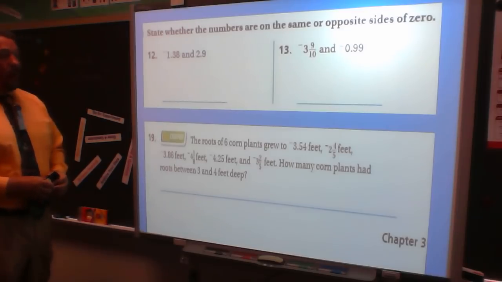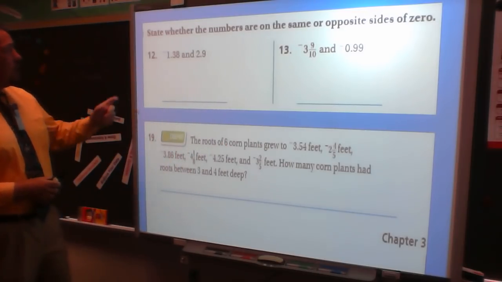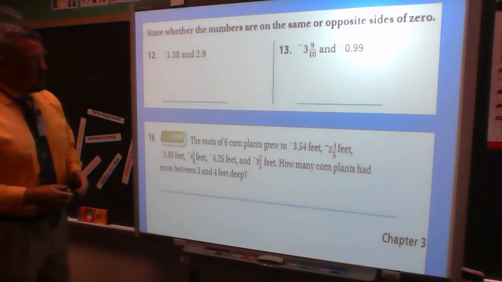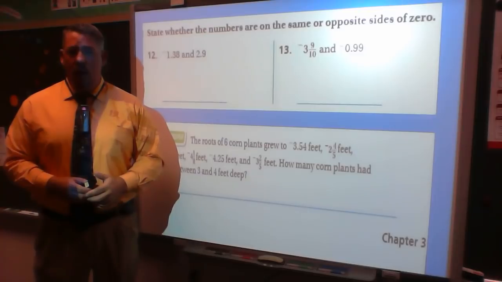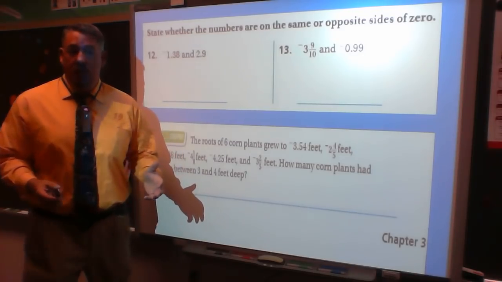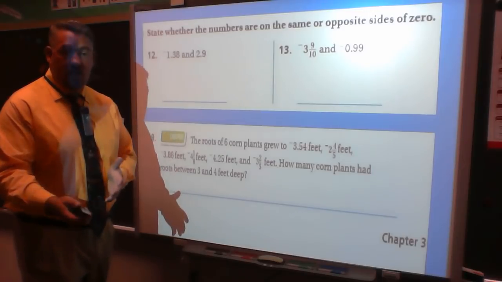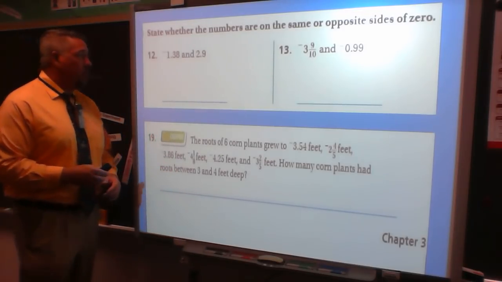All right, so we're going to wrap up and only do 3 more. State whether the numbers are on the same or the opposite sides of 0. Wait, that's all I have to do is tell if it's on the same or the opposite? Yeah, that's all you have to do. It just wants to make sure that you understand what side they're on a number line, because that's going to be important on future lessons.